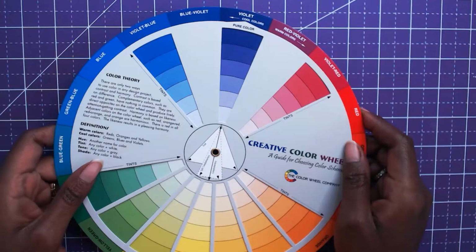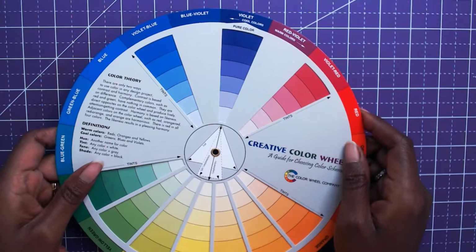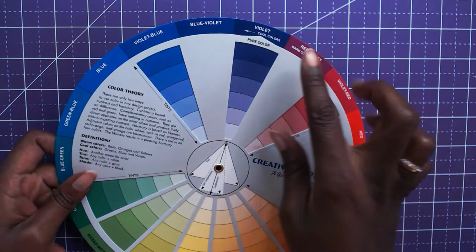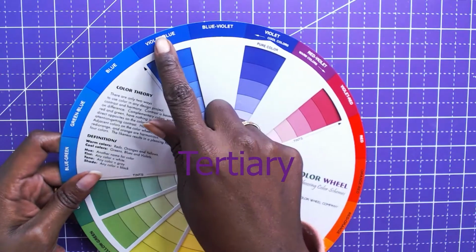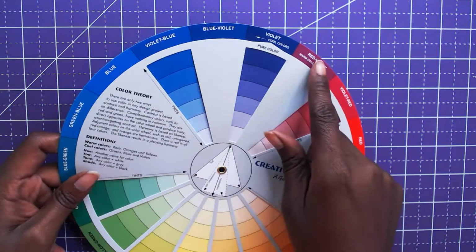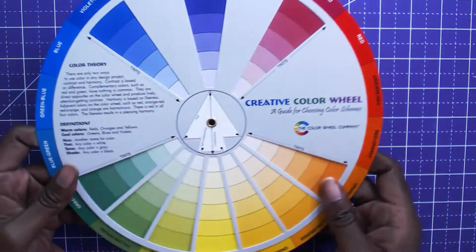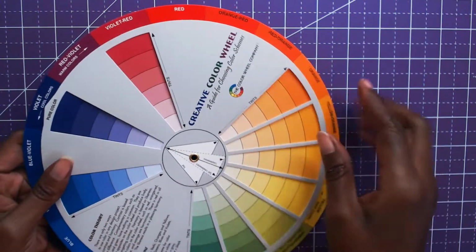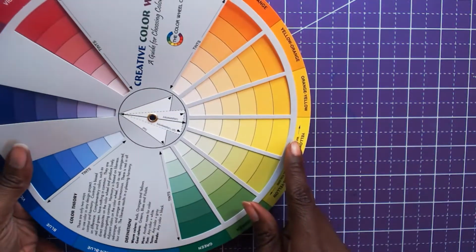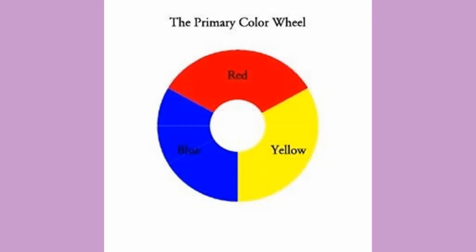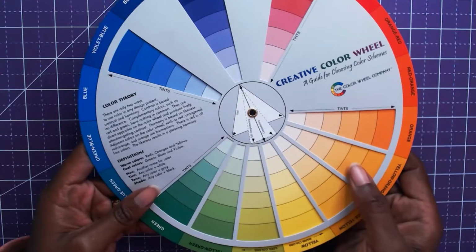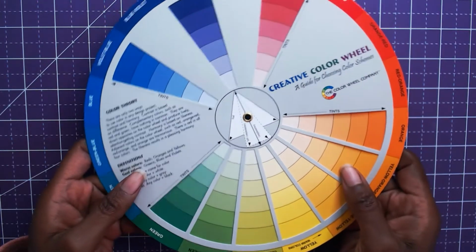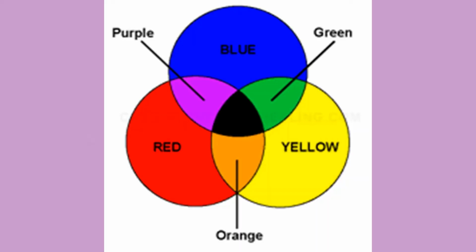The color wheel is made up of primary colors, secondary colors, and tertiary colors. What does that mean? Let's break it down to simple terms. Well, primary colors consist of the colors red, yellow, and blue. These are the main colors that make up the color wheel. These three colors bring all other colors into existence. Mixing all three of these colors creates brown.